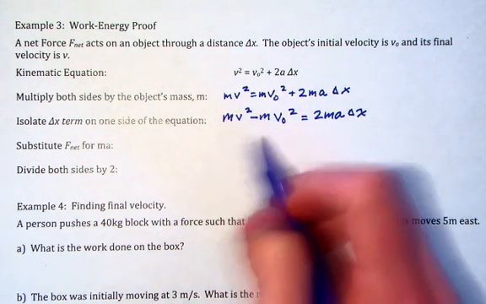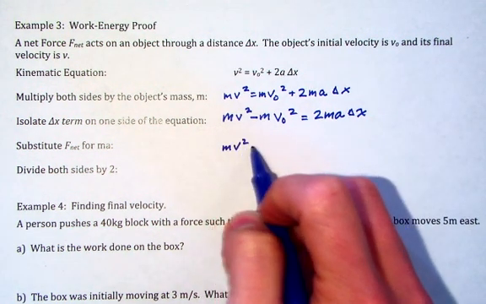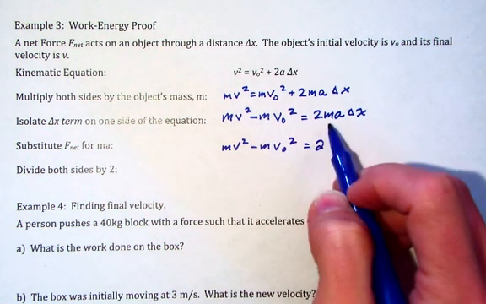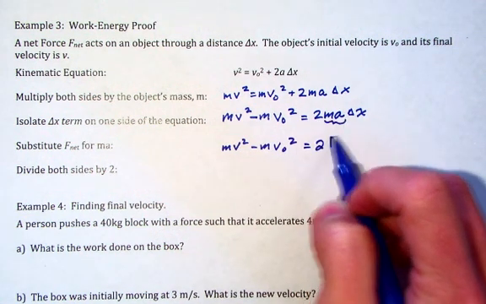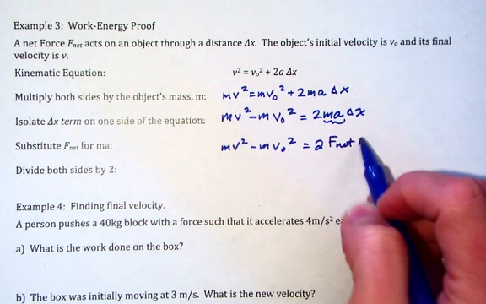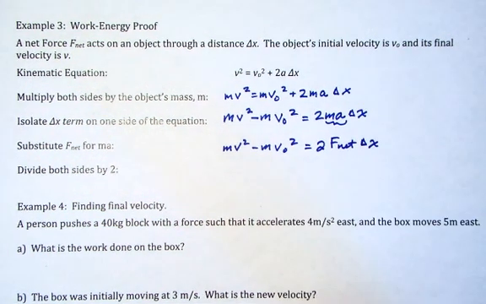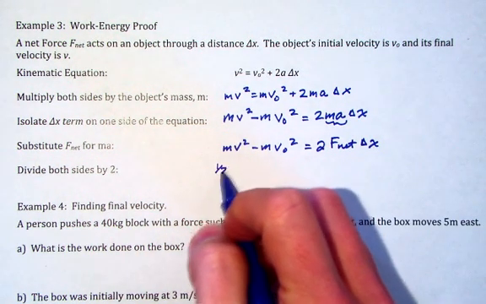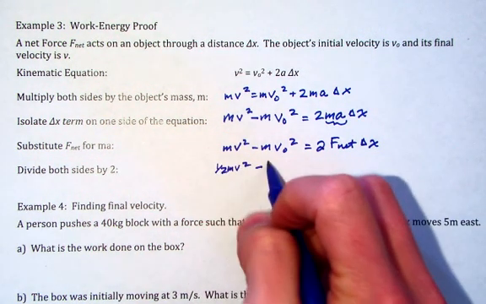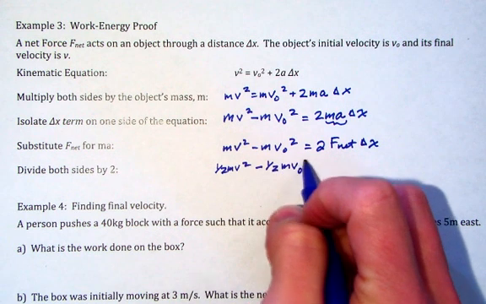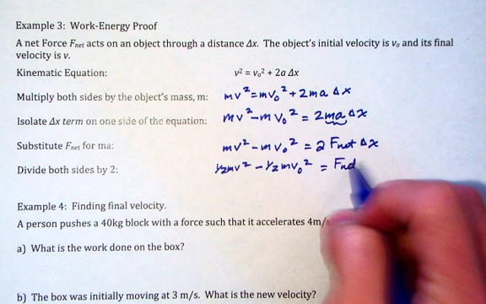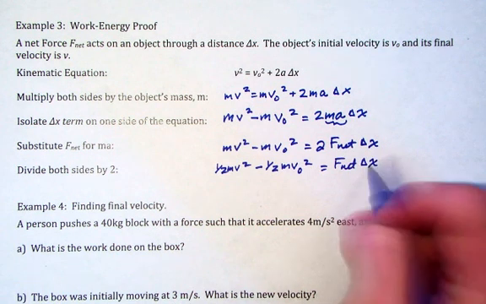Net force. So now we have mv squared minus mv naught squared equals 2, but instead of mass times acceleration, I know that that's really just the net force. And then I'm going to divide everything by 2. So I'm going to take half of everything. So this is 1/2 mv squared minus 1/2 mv naught squared. Half of 2 is 1. So that's just the net force times the displacement.